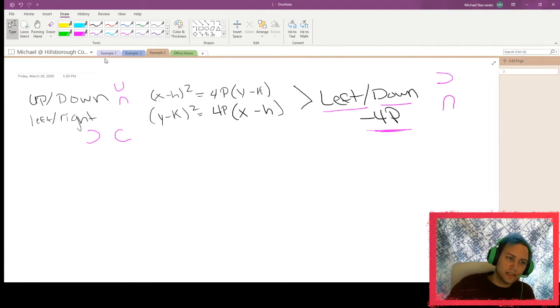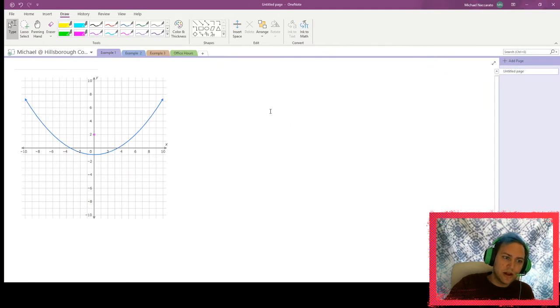So here's just a couple examples I saw that we could talk about. This first one, they give you this picture and they said, go ahead and write this in its standard form, right? So the first thing that I noticed is that the vertex is right here. So I know the vertex, or the center of this parabola, is going to be at the point 0, -1.